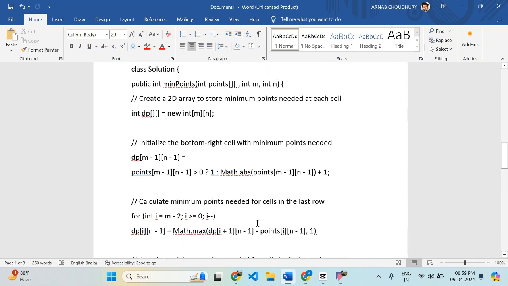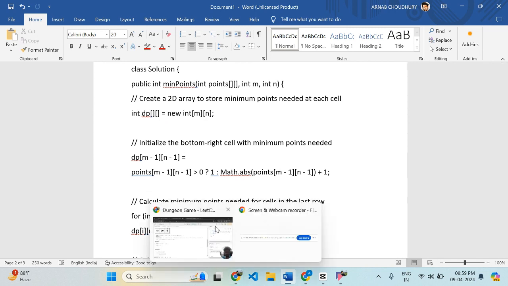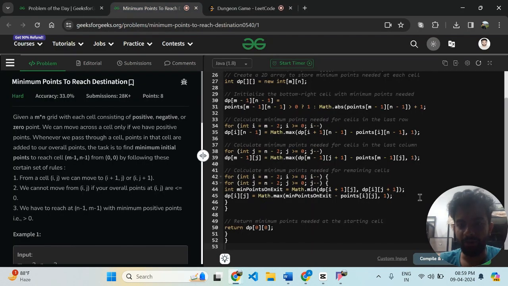Let's execute this particular problem statement. I've already executed this problem statement over here and compiled it.